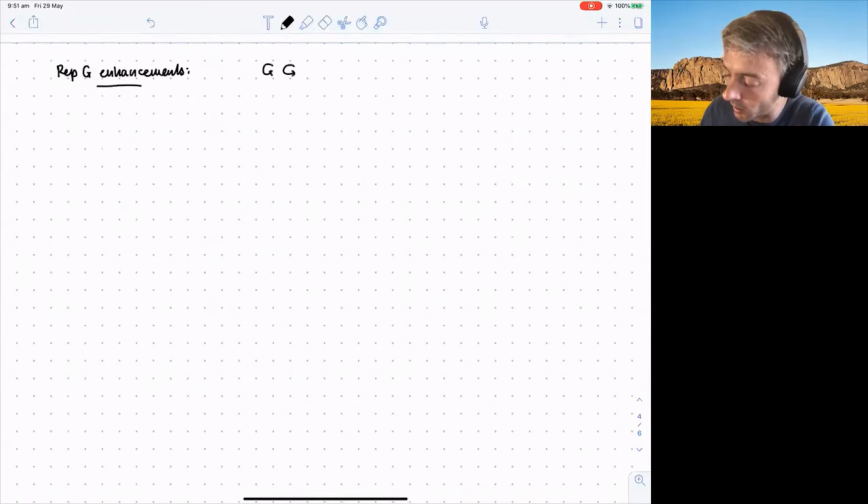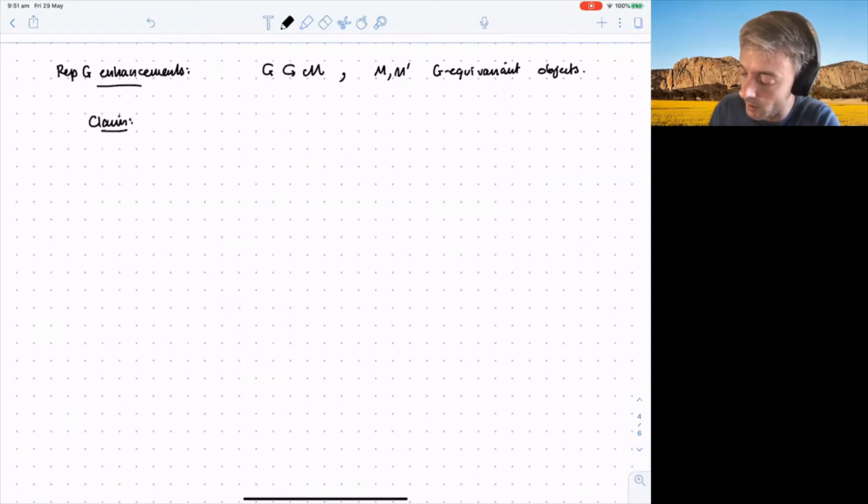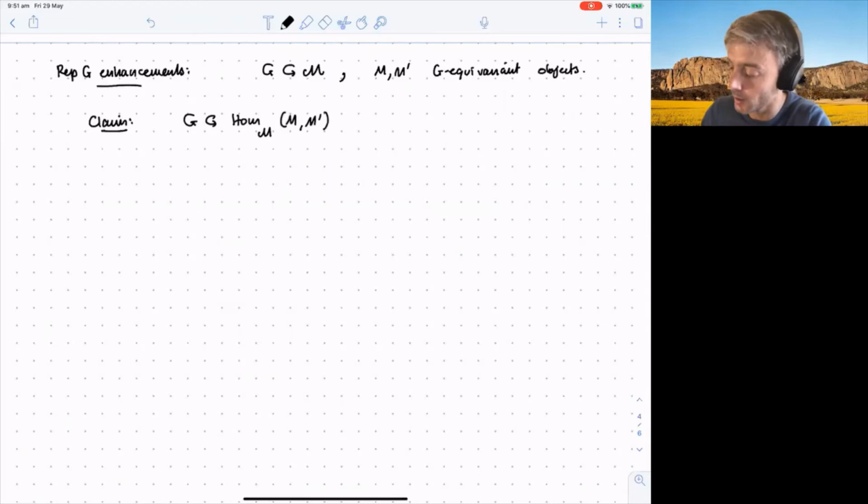I want to explain how in both settings we can produce an enhancement via rep G. So if G acts on M, and M and M prime are G equivariant objects, the claim is that G acts naturally on the homomorphisms in M from M to M prime, and the homomorphisms of G equivariant objects are simply the fixed points.